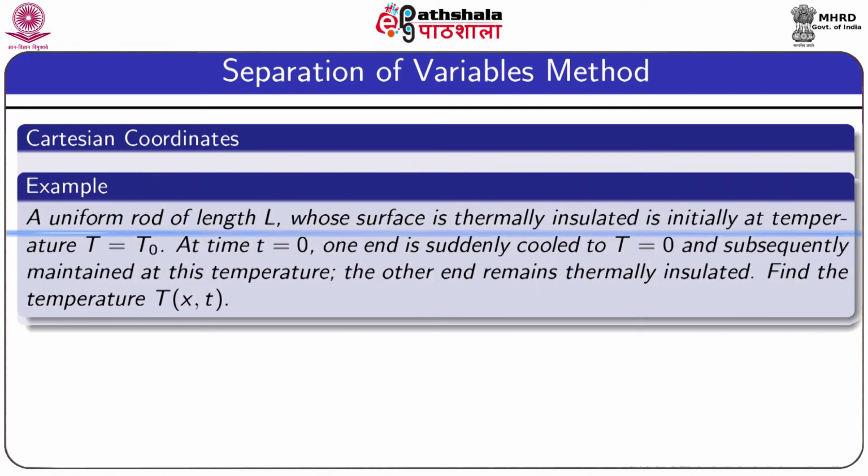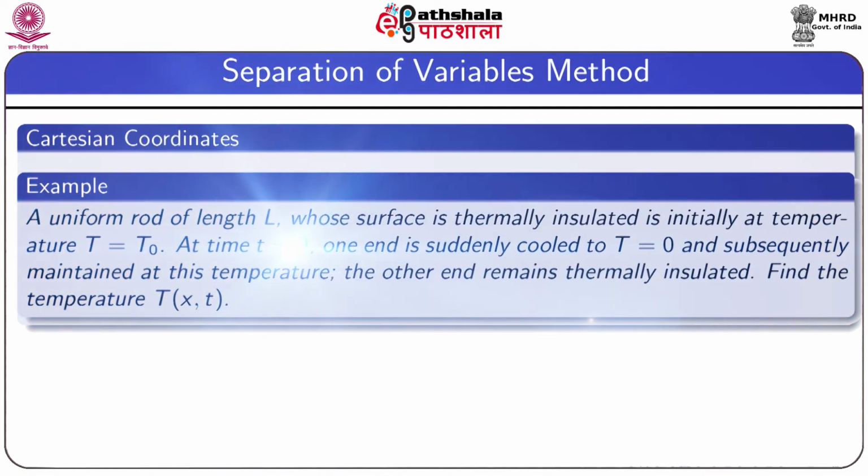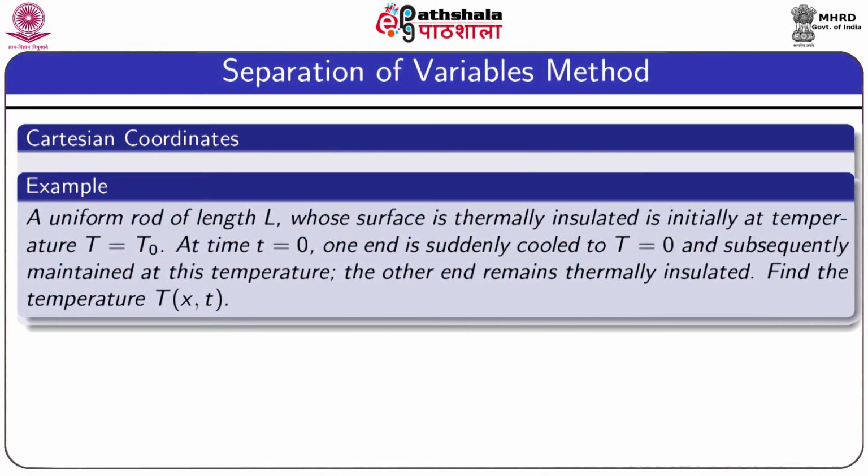Now, this is an example where we need to solve the heat equation in the Cartesian coordinate system. So, in this problem there is a uniform rod of length L whose surface is thermally insulated, and initially it is at temperature T equal to T0. At time t equal to 0, one end is suddenly cooled to T equal to 0 and subsequently maintained at this temperature. The other end remains thermally insulated, and we have to find the expression for capital T.